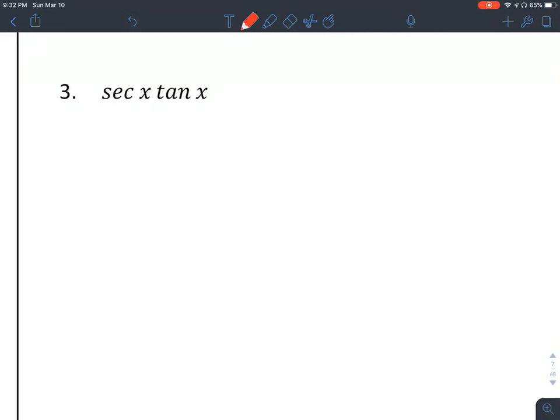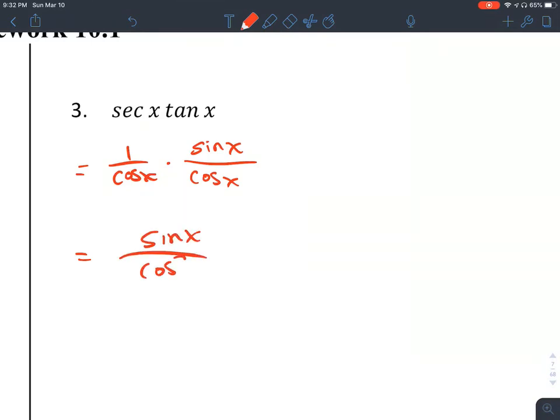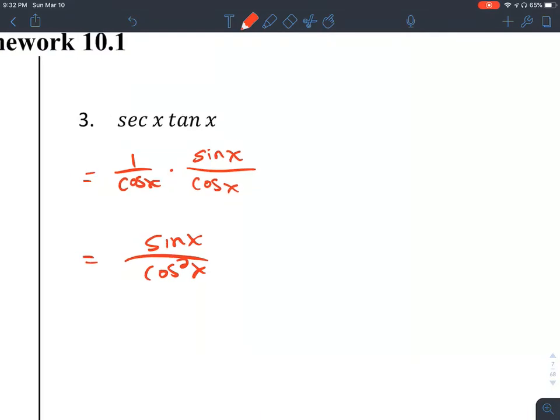Number 3, this feels like the same problem I just did, essentially. Secant is 1 over cosine of x. Tangent is sine of x divided by cosine of x. I could then multiply the fractions together. Once again, the direction said, oh, I misread the directions.